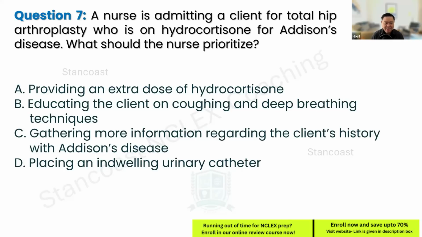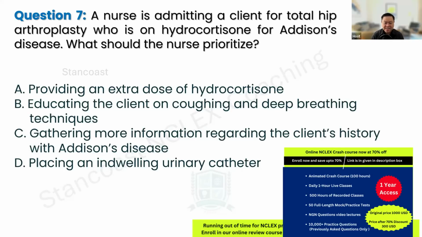Number 7, a nurse is admitting a client for total hip arthroplasty who is on hydrocortisone for Addison's disease. What should the nurse prioritize? A. Providing an extra dose of hydrocortisone. B. Educating the client on coughing and deep breathing techniques. C. Gathering more information regarding the client's history with Addison's disease. And letter D. Placing an indwelling urinary catheter. The answer here is letter A.